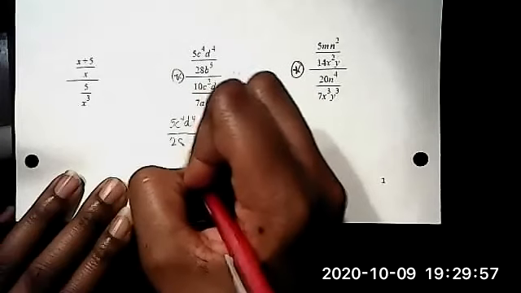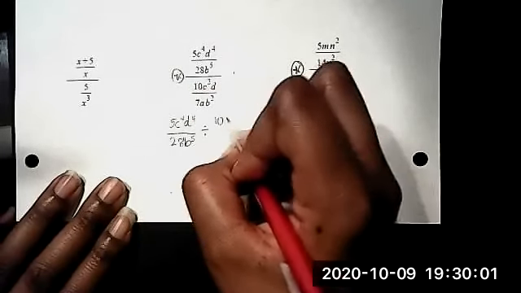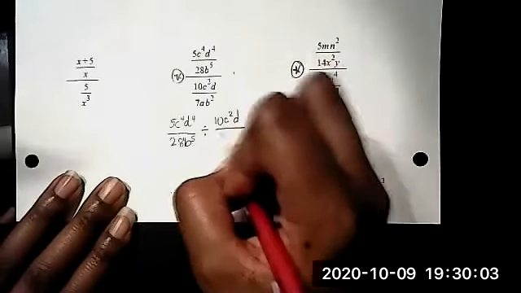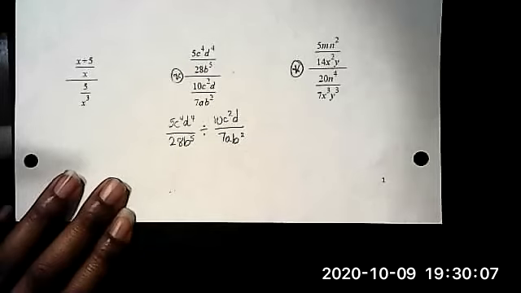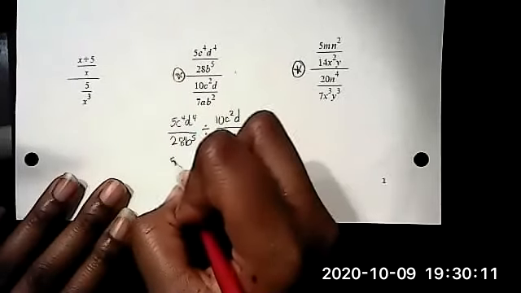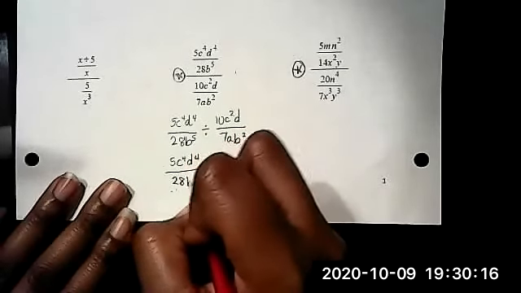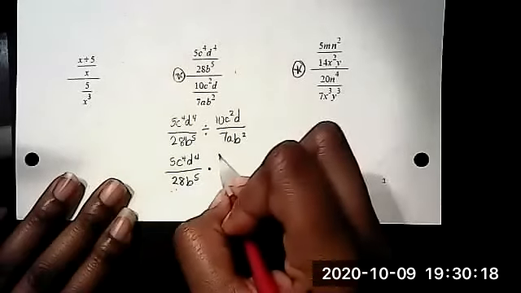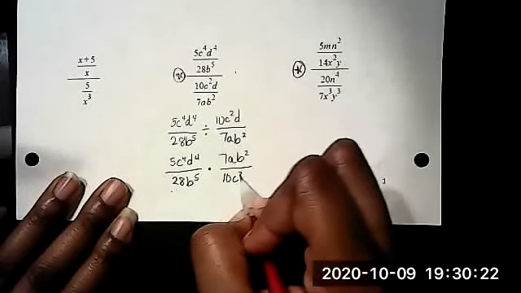Over 28b to the fifth, we're dividing that by 10c squared d over 7ab squared. Okay, so now, same thing we just did. We are going to leave this the same and multiply by the reciprocal, 7ab squared over 10c squared d.